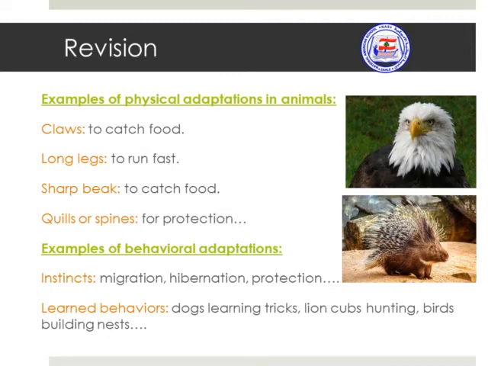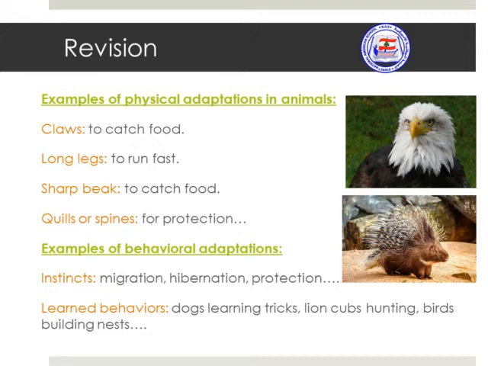Now let's review some examples of physical adaptations in animals. First, we have the claws that help, for example, the eagle catch food. We have long legs that help, for example, the tiger run fast. We have a sharp beak that help any bird catch food. We have the quills or spines that help, for example, the porcupine protect itself.